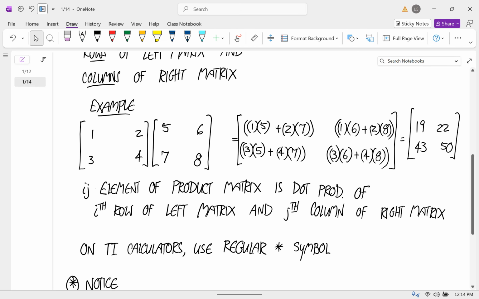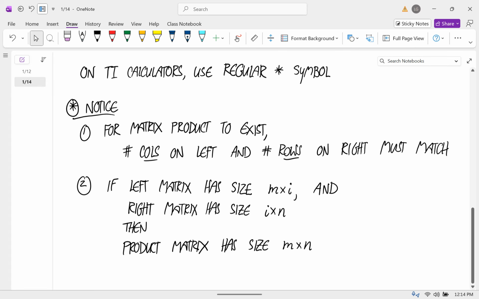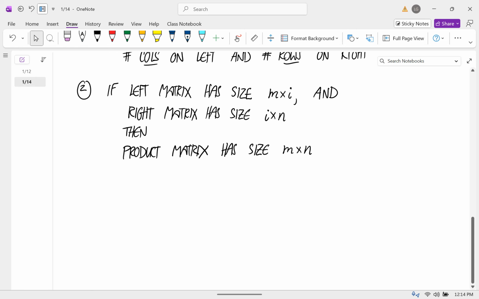And you saw that with this simple case. These are 2 by 2s. So we had a 2 by 2 on the left, a 2 by 2 on the right. The i's that matched for both of them were 2, and then our product matrix was 2 by 2. Okay, sort of a boring case, but you can see that it agrees with that.